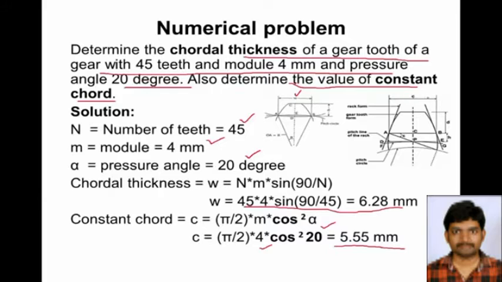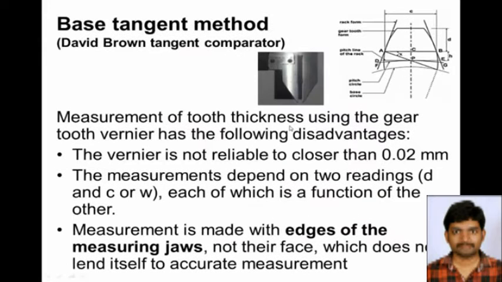Now for this diagram, the constant chord is measured slightly above the pitch line. That means AB is the constant chord, whereas the chordal thickness is measured at the pitch. So the constant chord value is lesser than the chordal thickness.